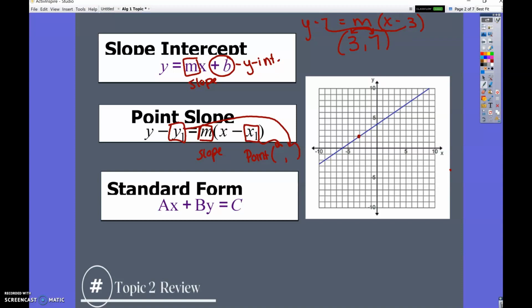And finally, your standard form is definitely most helpful with your intercepts. So your x and y intercepts are super helpful when you're making a standard form. So for your question 2 here on your test review, give it a try. Make an equation of this line in any form you choose.